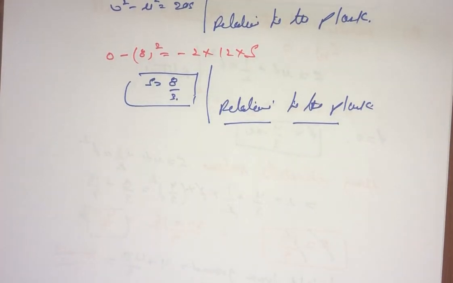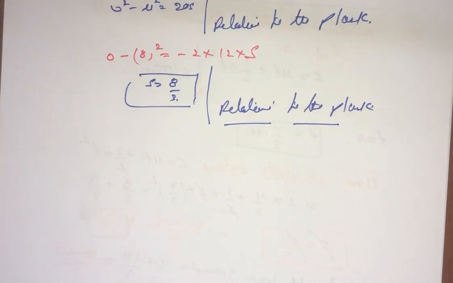So in this question we used almost the same formula, but in one case we used the absolute values and in the second case we used the relative values. This type of distinction is very much important, where to use the relative values and where to use the absolute values. Thank you.